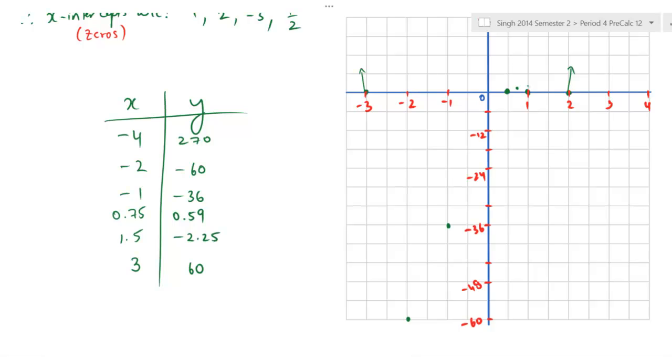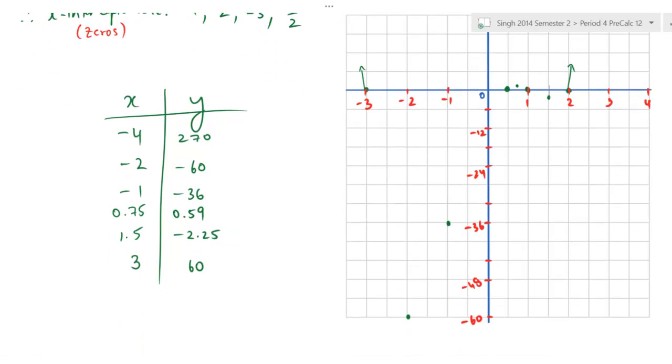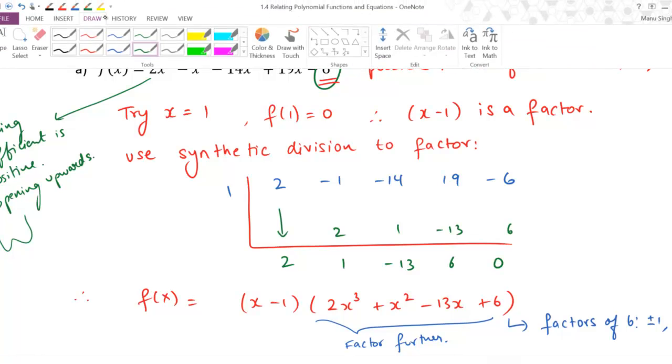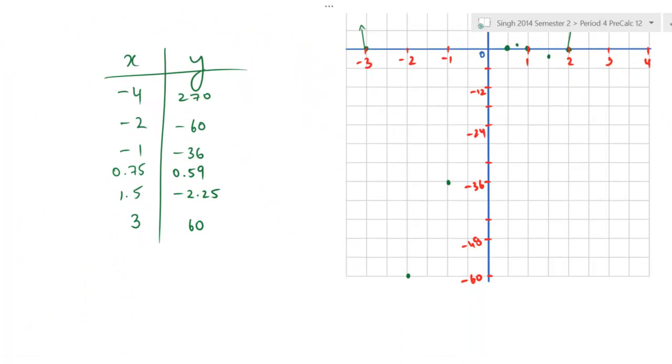1.5 and -2.25. Again, it'll be about a blurb down here. And lastly, 3 and 60. So going up, the way I've scaled, it's going to be off the chart, it'll be up there somewhere, so it's going to be a big positive value. One of the other points I can use, which I didn't put on the table of values, is the y-intercept over here. So let me go ahead and plot that here. The y-intercept is -6.